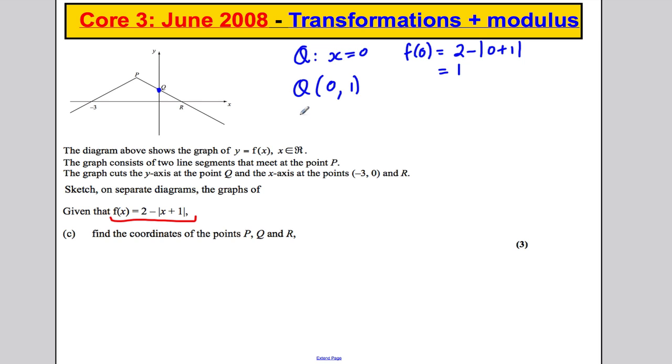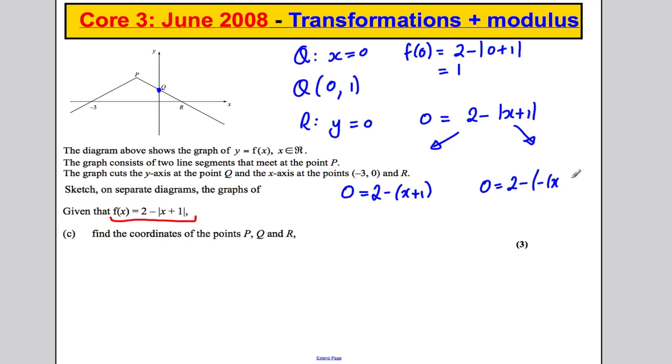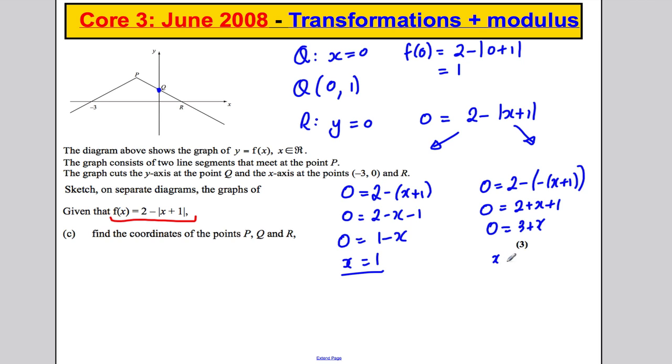Now why don't we try and find where r is? For r, y is equal to 0. So 0 is equal to 2 subtract the modulus of x plus 1. There are two ways to solve this. Either you solve 0 is 2 subtract positive x plus 1, or you solve 0 is 2 subtract the negative of x plus 1, the way the modulus works. So 0 would be 2 subtract x subtract 1, 0 would be 1 subtract x, and therefore x would be 1. There's one solution. Or from the other, 0 would be 2 plus x plus 1, 0 would be 3 plus x, and x would be -3. Now x being -3 when y is 0, that's the point we already have. You have found r, this must be r. R must therefore be 1, 0.